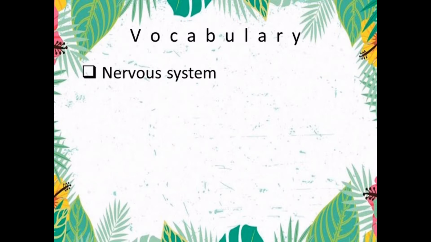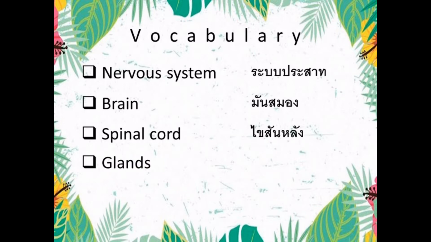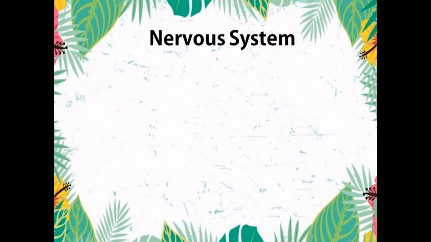Nervous system. Brain. Spinal cord. Glands. Coordinates. Please remember those words because we are going to use them in our discussion.